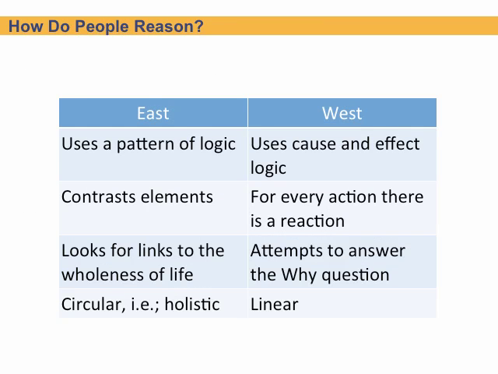Here we look at how people reason on this chart from the East. We see that the East uses a pattern of logic, and the West uses cause and effect logic. So something caused something to happen. Reason is different from culture to culture. Patterns of logic for the Asian culture, for example, in the East, would be contrasting elements like we hear of yin and yang, right? Other examples would be summer pairs with winter and spring pairs with the fall.